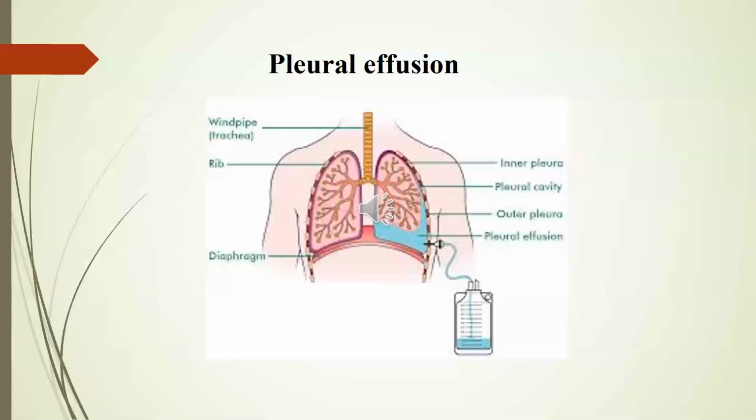In such a case, as we can see, there is a device which is fixed in the potential pleural space just to drain this fluid outside of the pleural cavity, and in such a case the lung can move freely and it can improve the respiration until the underlying cause is treated.